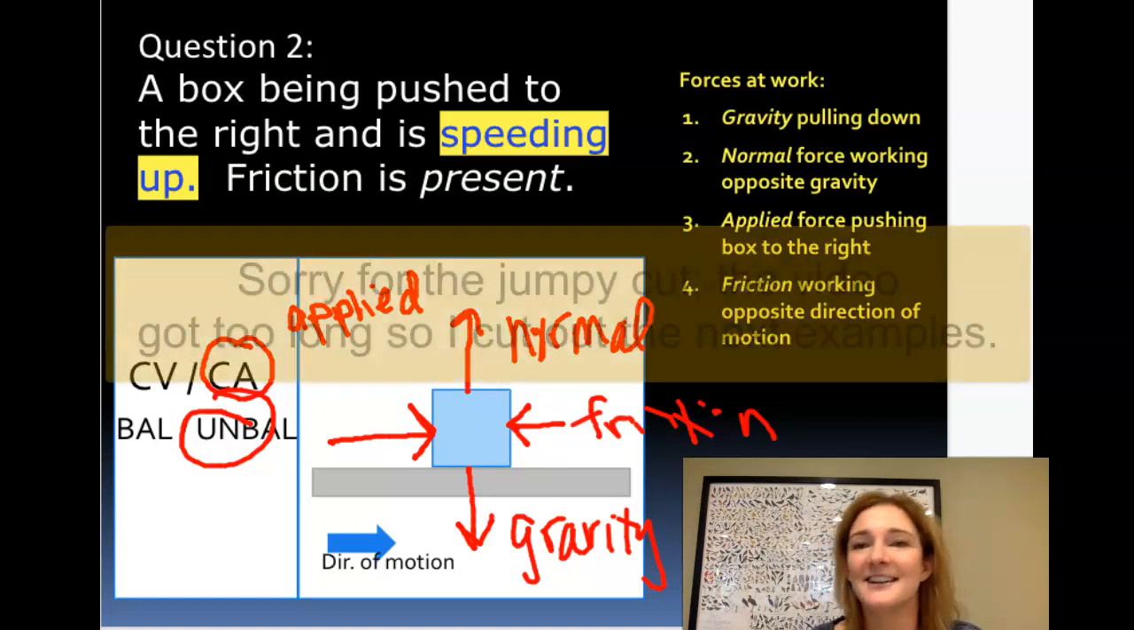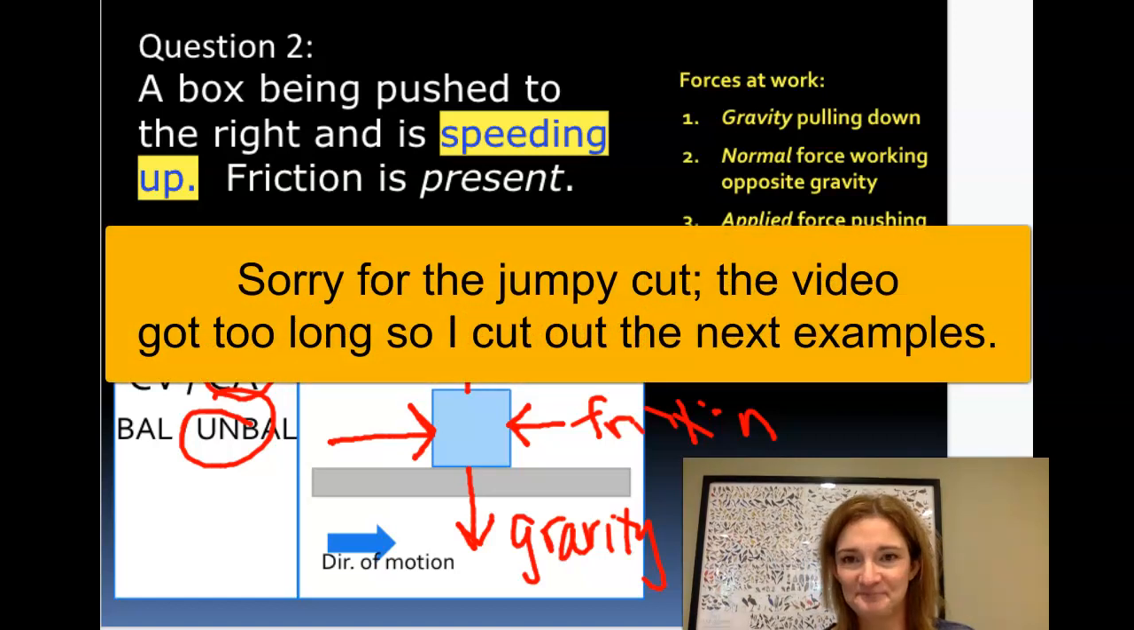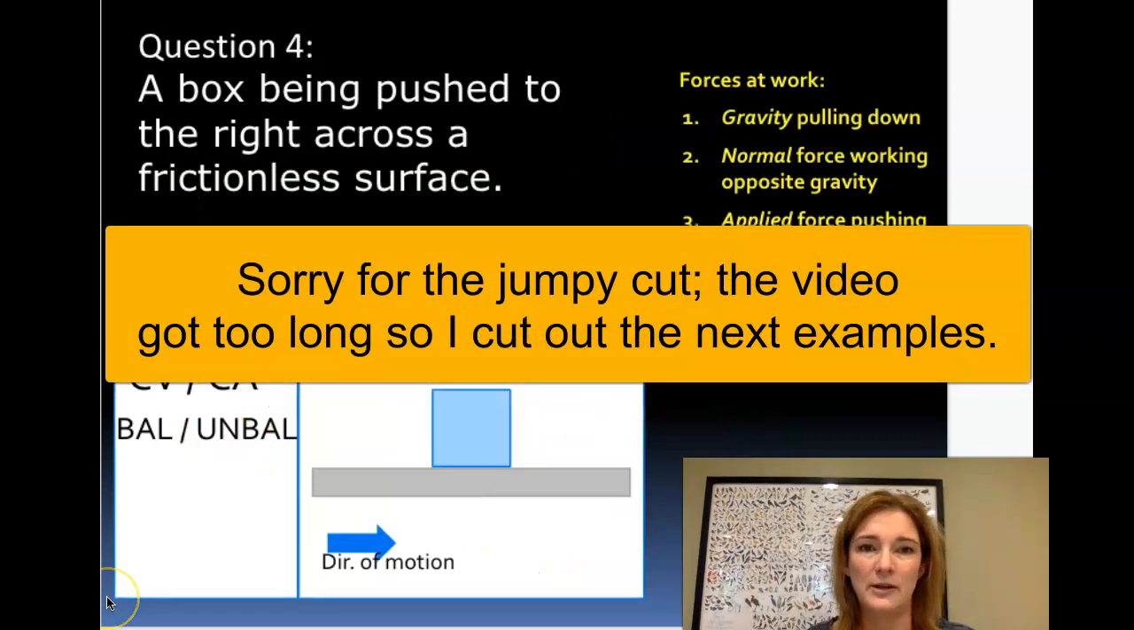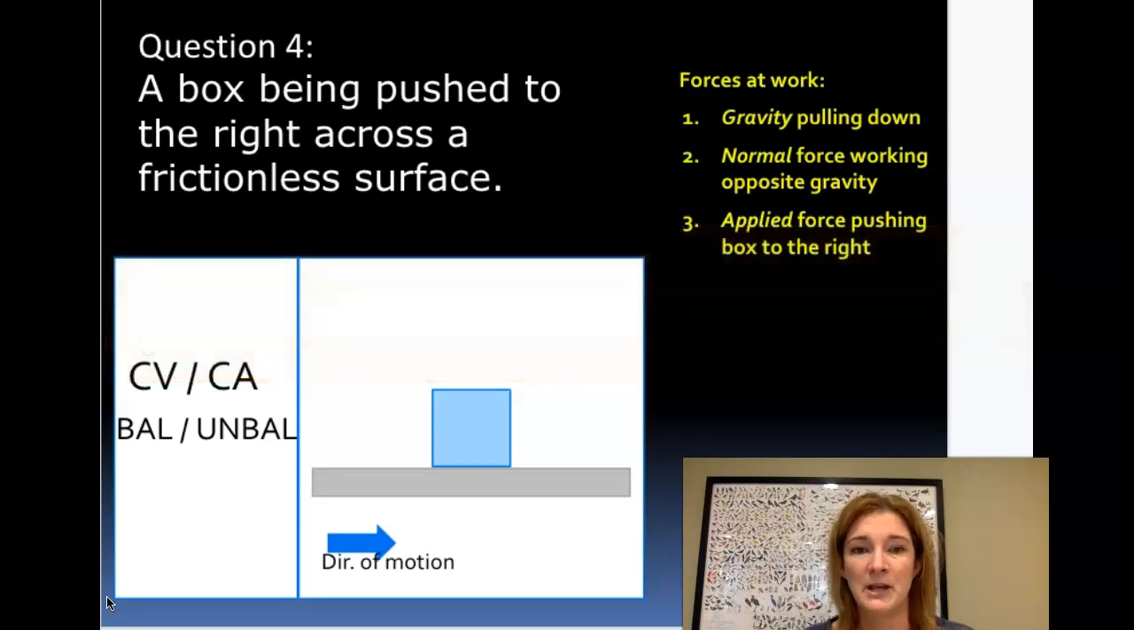I'm sorry, I'm trying. I know these are horrible. All right, let's erase that. Work your way through the rest of the packet. As I said, if you need to come back to those slides that look like this, they do have some hints about what forces are involved. Good luck.